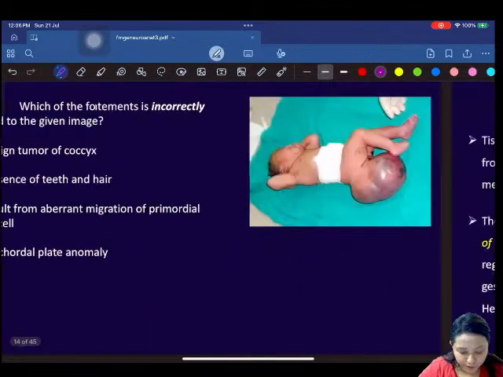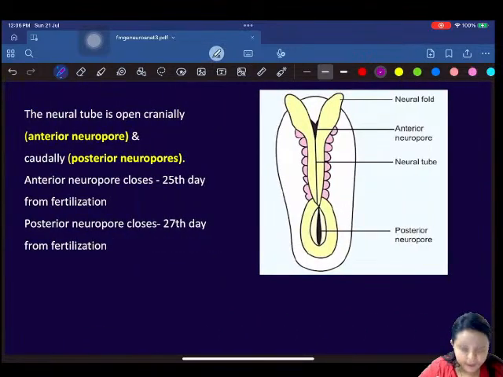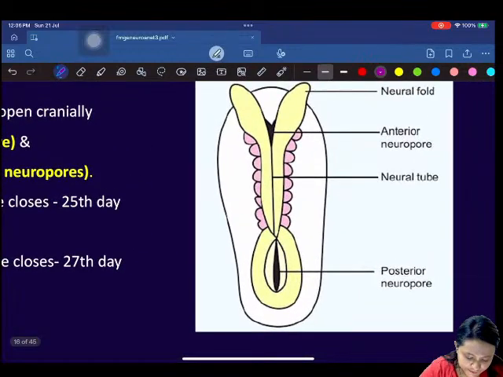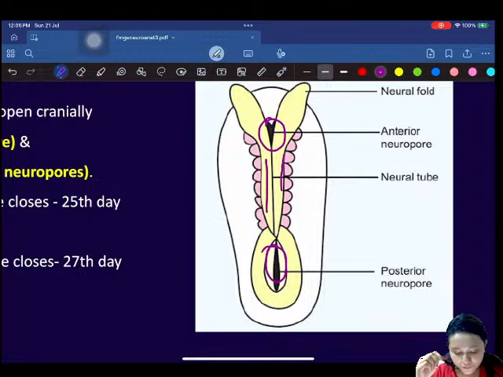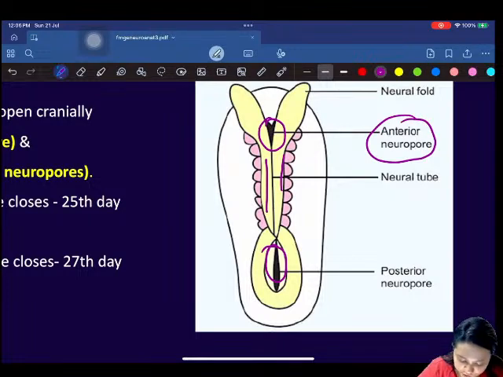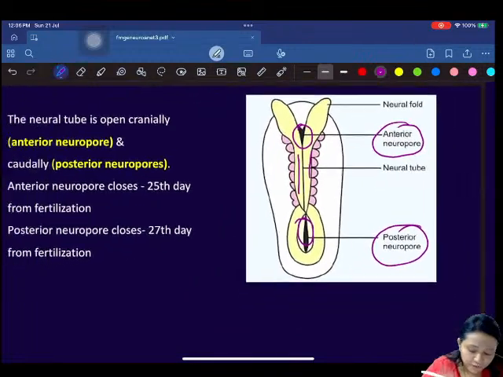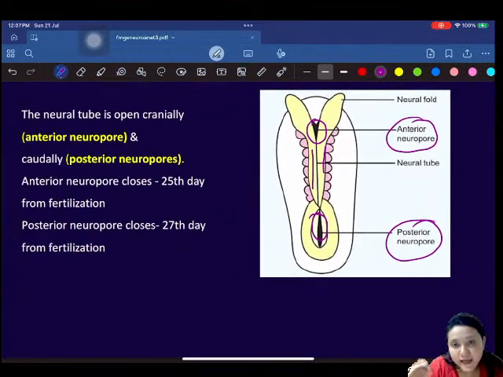Okay, so one more thing I want to explain, let us see the neural tube, how it is formed. Now neural tube is open, okay, cranially and caudally. You can see here, this is the neural tube, and there is an opening in the anterior part, and there is an opening in the posterior part. So the anterior opening is known as the anterior neuropore, and the posterior opening is known as the posterior neuropore. Many questions can be answered if your concept of the anterior neuropore and the posterior neuropore is correct.